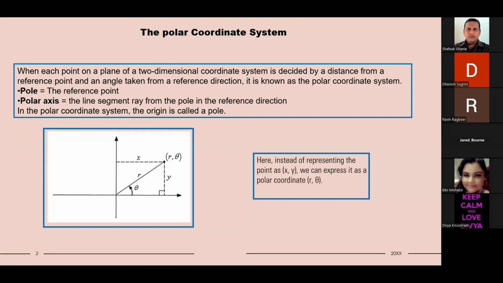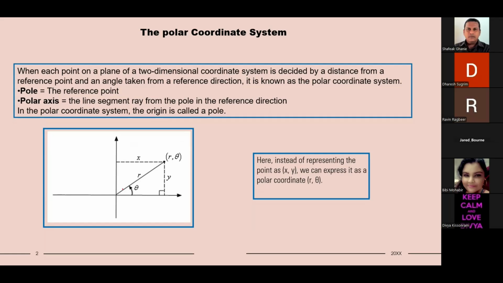So, a very brief definition for polar coordinates. When each point on a plane of a two-dimensional coordinate system is decided by a distance from a reference point and an angle taken from a reference direction, it is known as the polar coordinate system. The pole is the reference point, the polar axis is the line segment, or ray, from the pole in the reference direction, and the origin is called the pole.